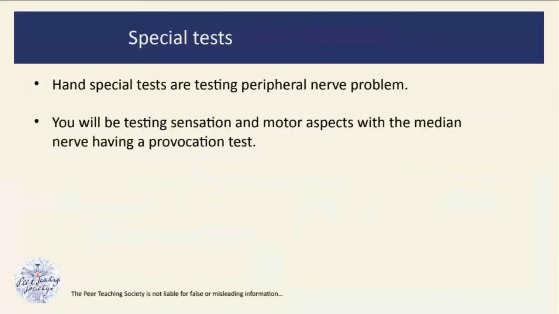Now, for the hand examination, the special tests are testing for your peripheral nerves, the ones that we looked at earlier. But not just sensation, they want to test all aspects of it.